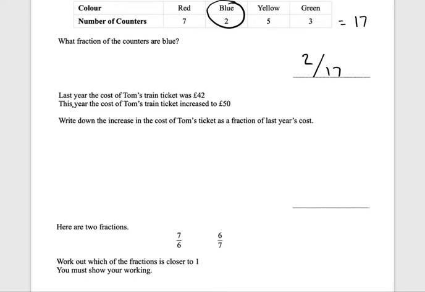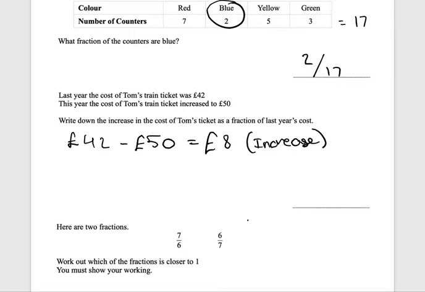Last year the cost of Tom's train ticket was £42. This year the cost of Tom's train ticket increased to £50. Write down the increase in the cost of Tom's ticket as a fraction of last year's cost. So if it went from £42 to £50, we know that it increased by £8. This is the increase in money. It says write it as a fraction of last year's cost.